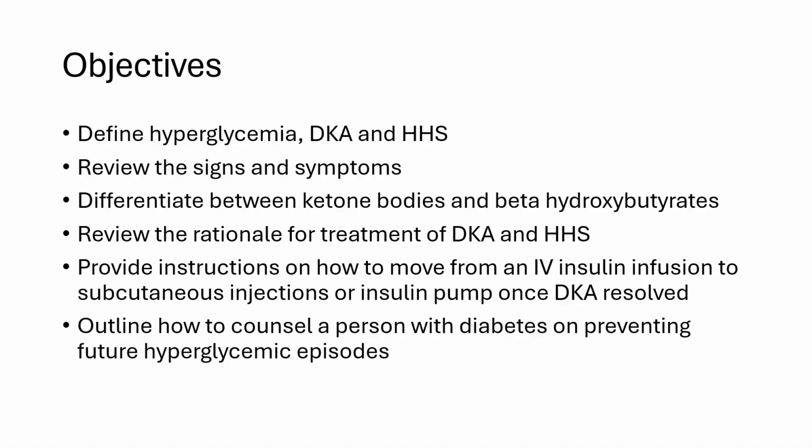So we're going to talk today about defining hyperglycemia, DKA, and HHS. Look at the signs and symptoms and differentiate between ketone bodies and beta-hydroxybutyrates. We'll review the rationale for treatment of DKA and HHS and provide instructions on how to move from an IV insulin infusion to subcutaneous injections or a person's own insulin pump once DKA or HHS is resolved. I'm going to outline how to counsel a person with diabetes on preventing future hyperglycemic episodes.